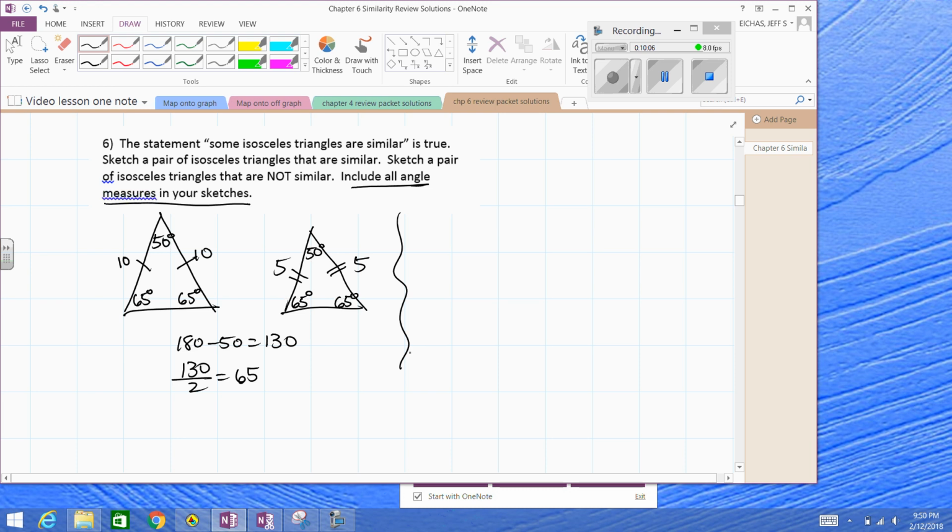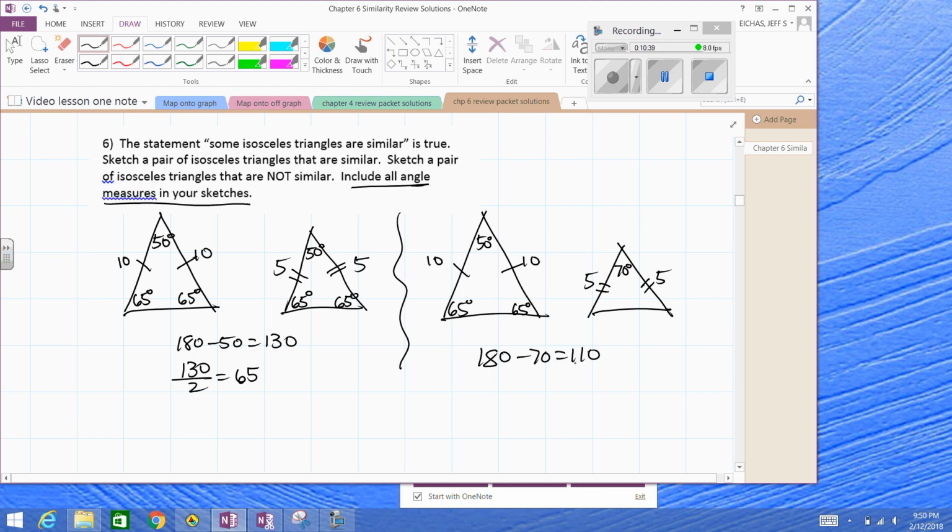Okay. Sketch a pair of isosceles triangles that are not similar, and again include all angle measures. All right. So we could have tens here again. Let's just use the same one. 50, 65, 65. We know that one works. Then we could write this one. Well, let's see, we kick that up to 70. Now these would be the same as each other. We could still use the 5s, but that angle is definitely going to be different. 180 minus 70 is 110. 110 divided by 2 is 55. So these are both going to be 55s.